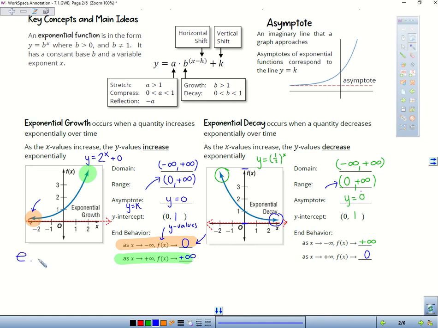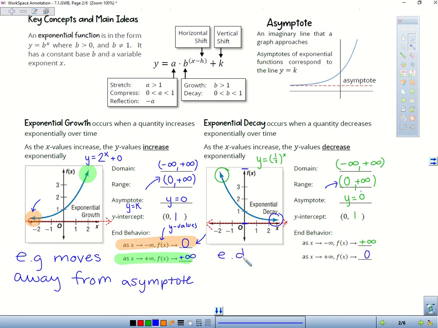Exponential growth moves away from the asymptote as it gets bigger, as it goes to the right.